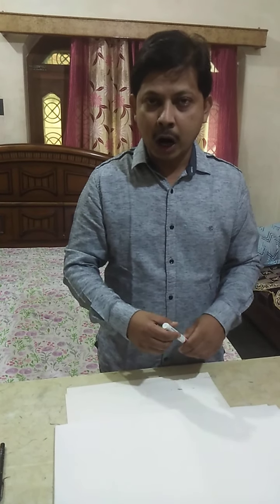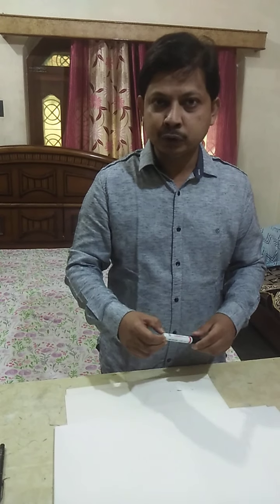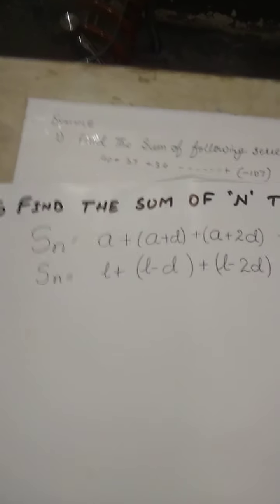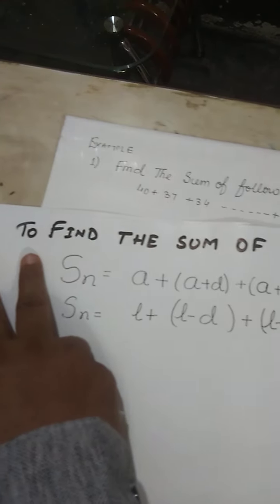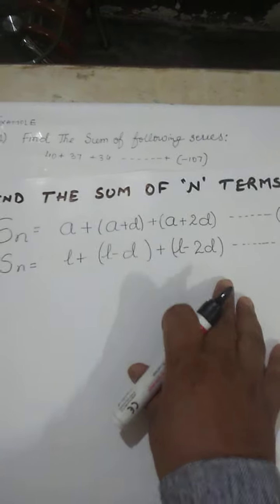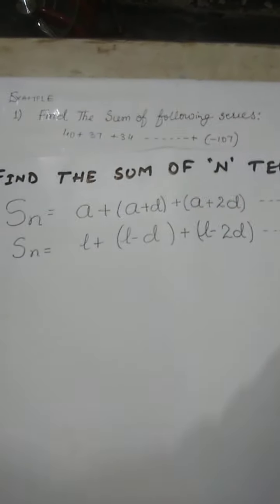Now I am going to show how to prove or how to evaluate the formula of Sn in arithmetic progression. Now let's see. Already I have written here the heading: to find the sum of n terms of AP. AP means arithmetic progression. I hope today you will understand how to evaluate the formula.